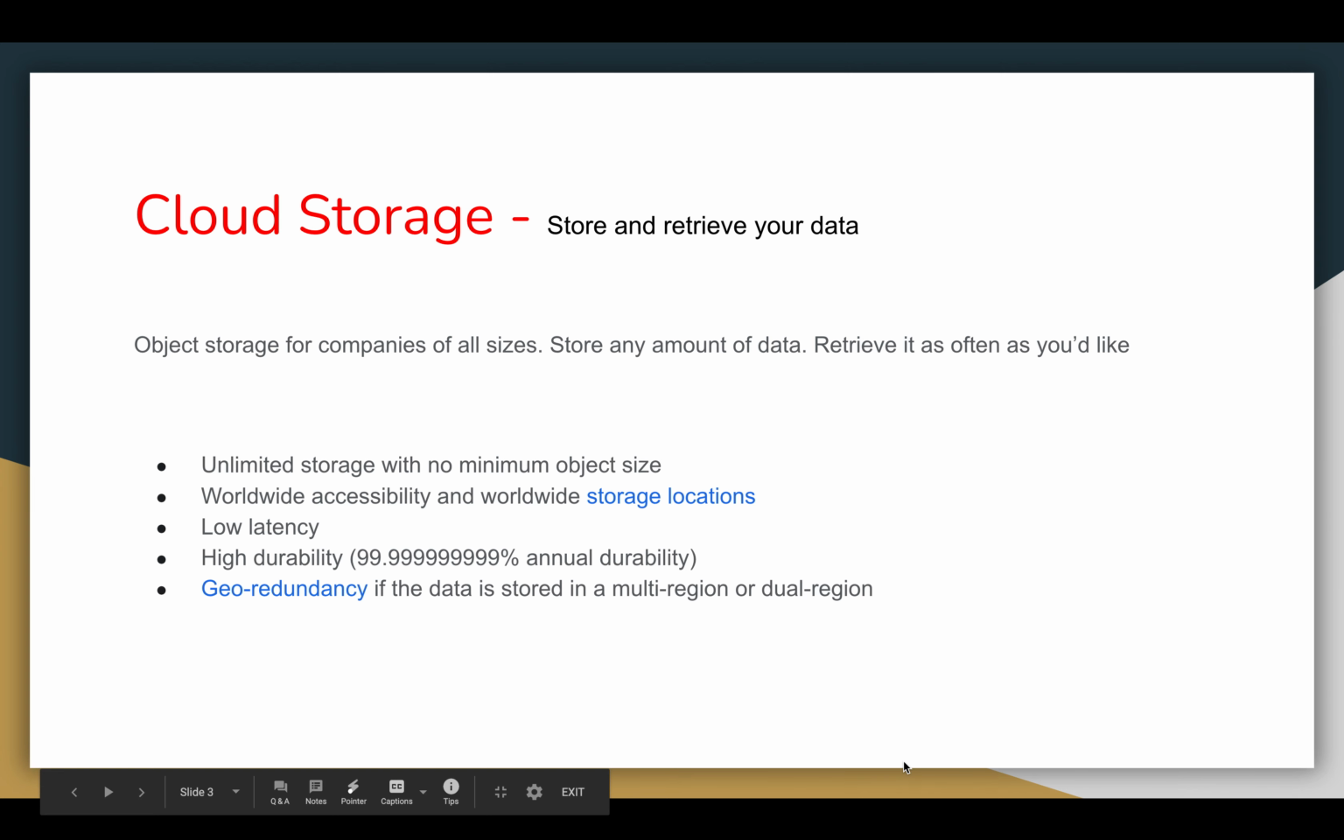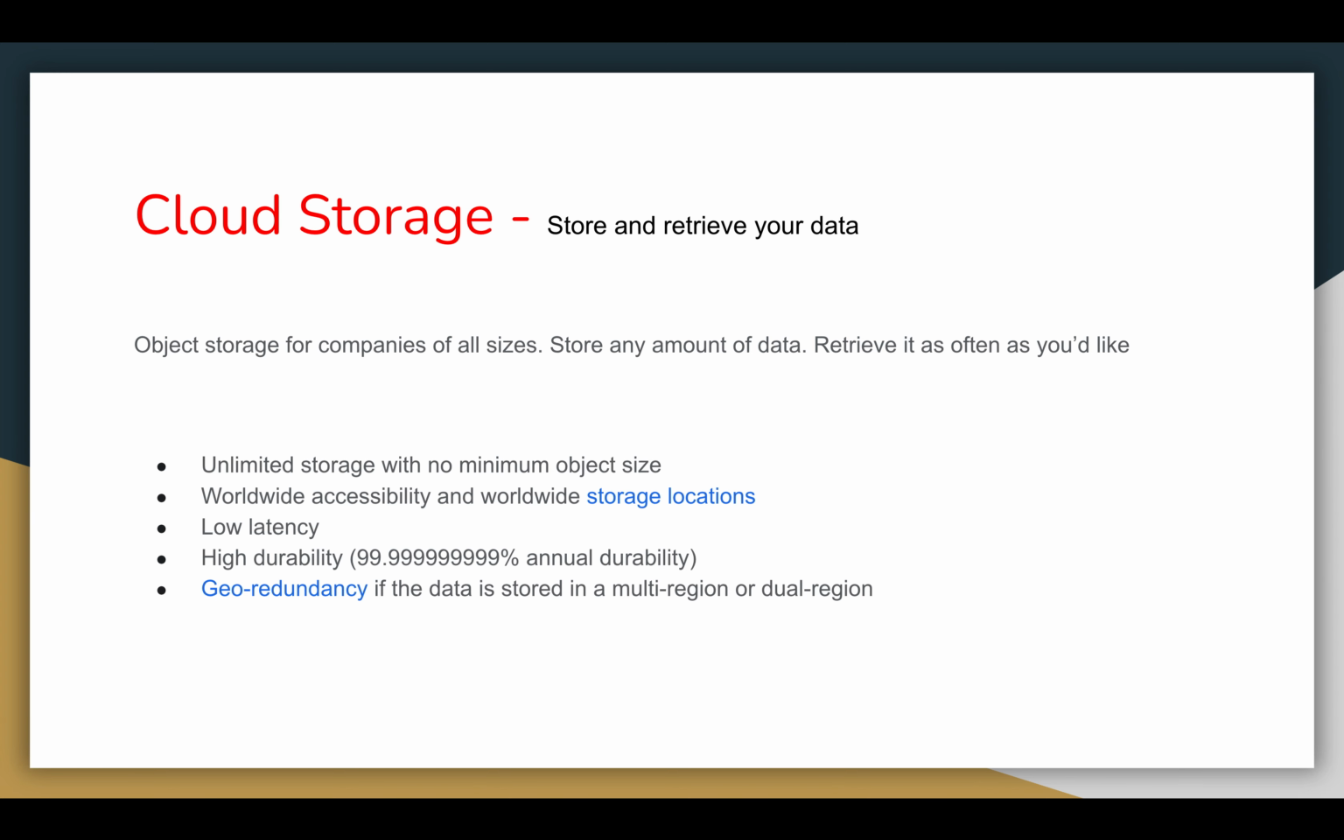Today we are going to see Cloud Storage. So what is Cloud Storage? With Cloud Storage, we can store and retrieve your data. This is object storage for companies of all sizes. We can store any amount of data and retrieve it. This is unlimited storage with no minimum object size.